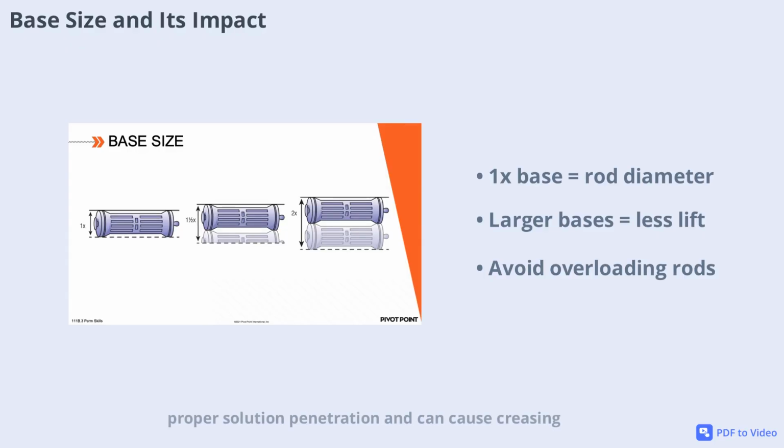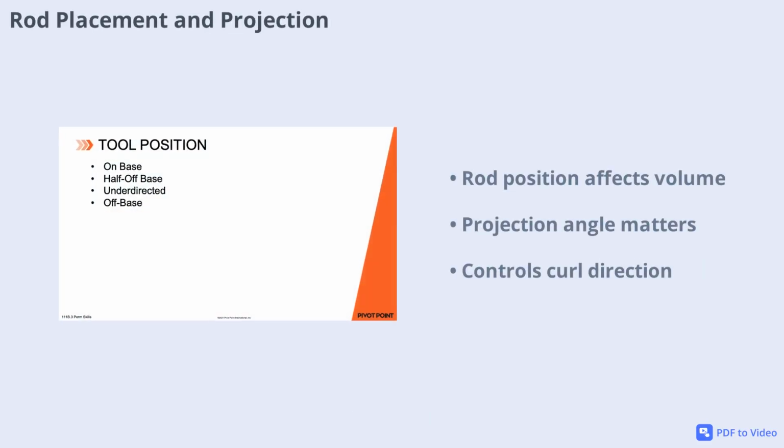Too much hair on a rod prevents proper solution penetration and can cause creasing, so always match the base size to the rod and hair density. Rod placement refers to the position of the wrapped perm rod in relation to its base. The size of the base and the angle at which the hair is projected while wrapping both influence the final result. Mastering these details helps you control the volume and direction of the curls.